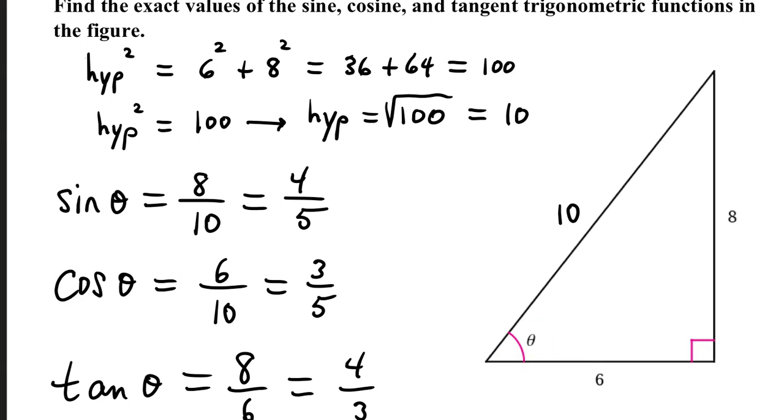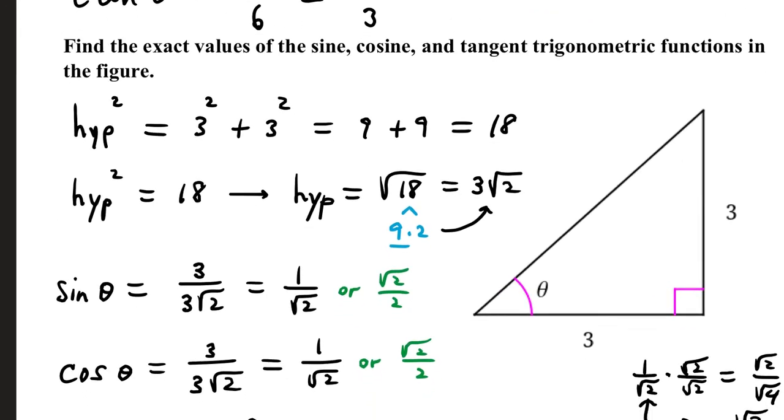Sine is from SOH, so that's sine equals opposite over hypotenuse, that's 8 over 10. That reduces to a ratio of 4/5, or just reduce your fraction, basically. Cosine, CAH, is adjacent over hypotenuse, 6 over 10, and that reduces to 3/5. Tangent is TOA, opposite over adjacent, 8 over 6, that's equal to 4/3.